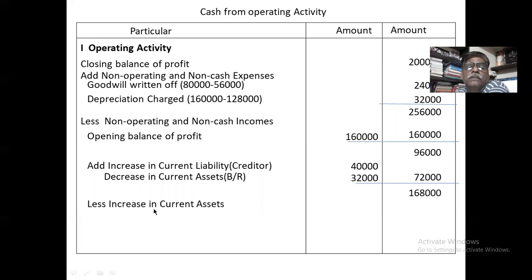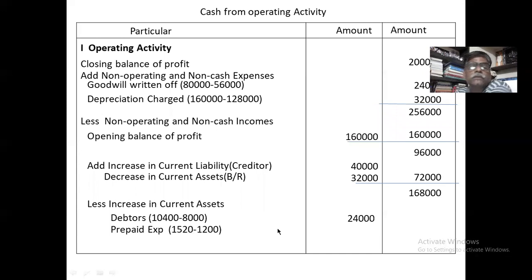Then less increase in current asset, decrease in current liability. Here debtors is the first item. Debtor amount increased. That is 24,000. Okay, 24,000 increase is there.